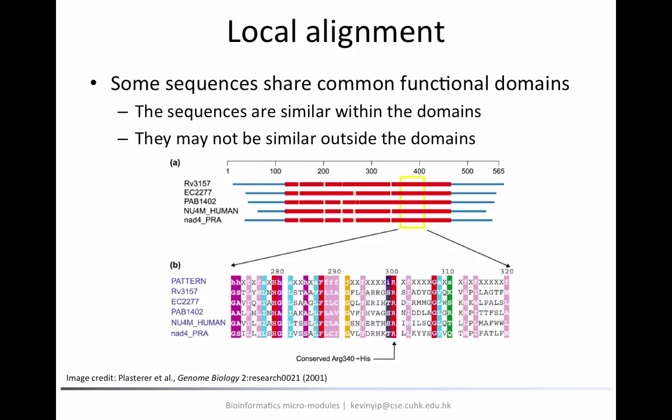However, in a lot of cases, if we do not know a lot about the biology of these sequences, we do not know exactly the parts that we should align. So the idea of local alignment is that we try out all the middle parts of the sequences we want to align, and then we report the one with the highest alignment score.